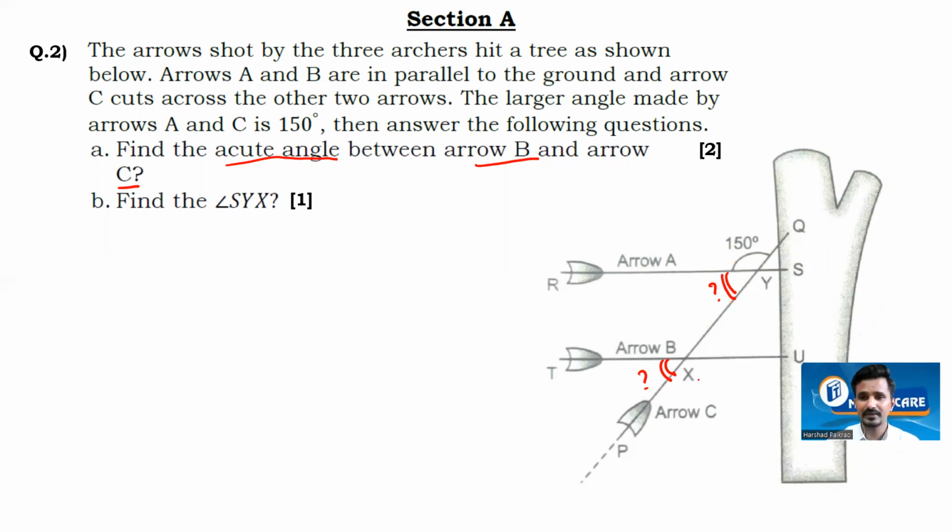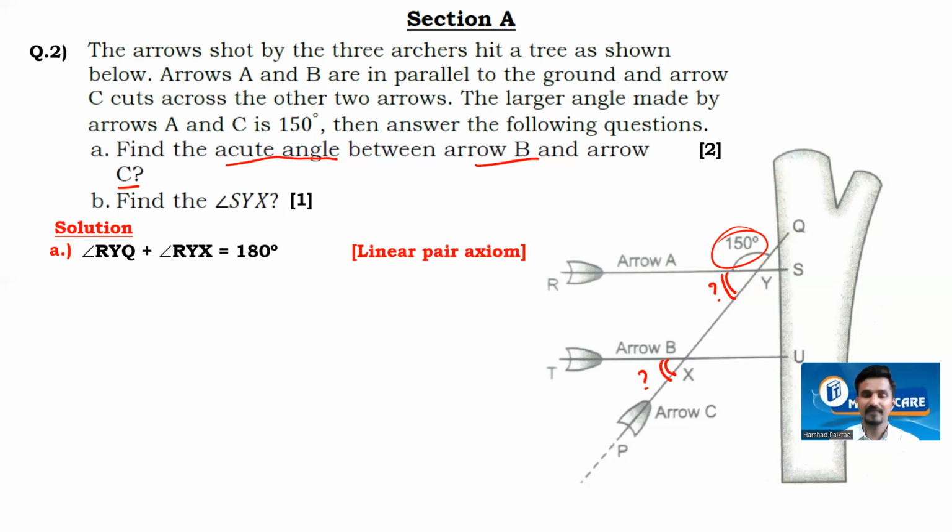And how are we going to do that? Just observe the figure. We have this angle given as 150 degrees. And the two angles RYX and RYQ form a linear pair. So we can say that angle RYQ plus angle RYX is equal to 180, linear pair axiom. We can substitute the value of angle RYQ, which is 150. Then we get angle RYX equal to 180 minus 150. And what is 180 minus 150? It is 30. So angle RYX is 30 degrees.